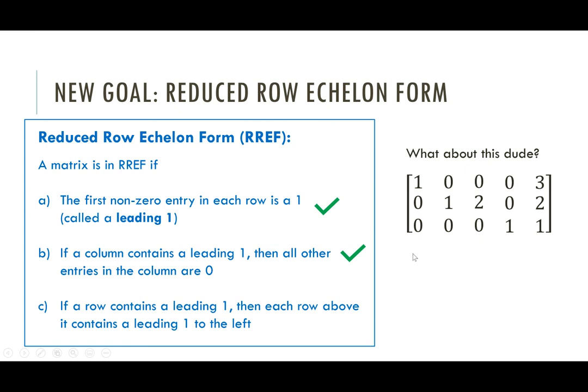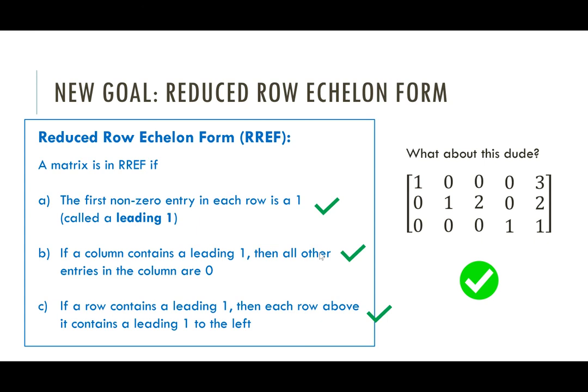So that is good. All right, now the last thing we want to check: if a row contains a leading 1, then each row above it contains a leading 1 to the left. Well, in this last row, here's our leading 1, and in the rows above it, the leading 1s both show up to the left of it, so we're good. Similarly, with row 2, the leading 1 in the row above it is to the left. So, all right, this is in reduced row echelon form.